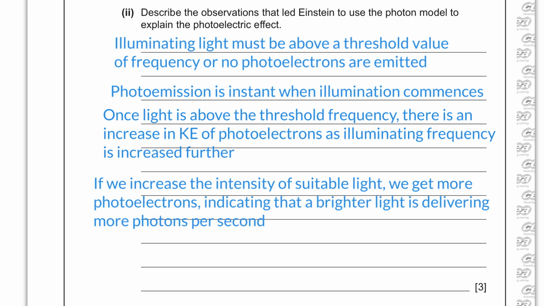So again, when we turn the brightness up, once we're above the threshold, if we turn the brightness up, we get more photoelectrons. But below the threshold, it wouldn't matter what we turned the brightness to. So if you imagine red was below the threshold and violet light was above, no brightness of red light would create photoelectrons.